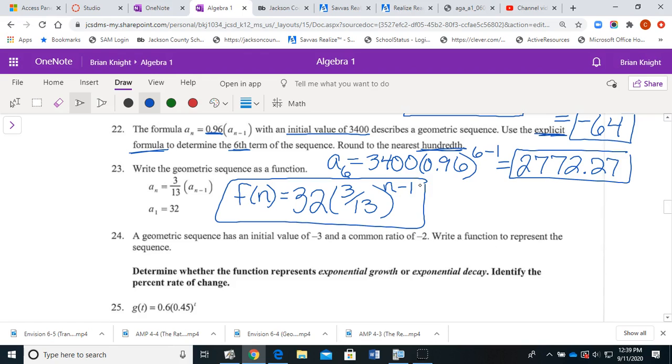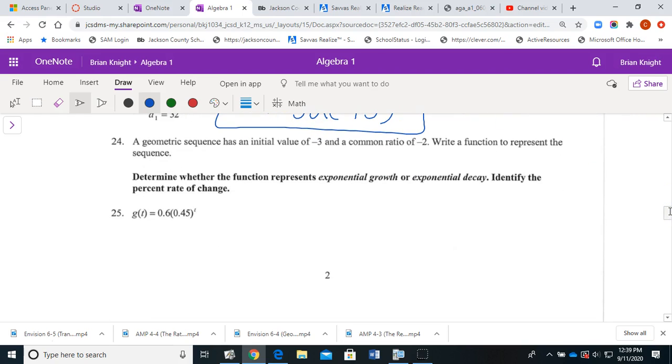Everybody good? 24, we're doing the same thing. They just give us information differently. But it's the same thing, write a function. So f of, I'm going to use x this time just to show you it doesn't matter. Okay, f of x equals, what's my initial value?